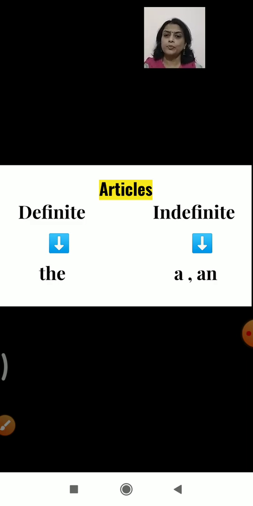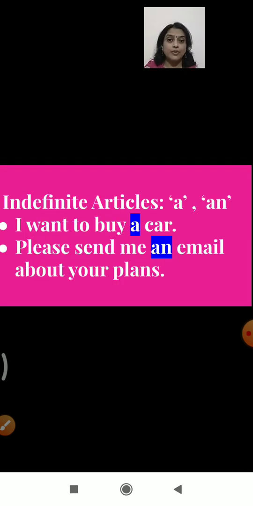Now why so? Why definite? Now you can see here just below the word definite, you can see the arrow going towards the. So the is called the definite article, and the indefinite article is a or an. Now why is the definite and why are these 2, a and an, called indefinite? Let's see with the help of the examples.